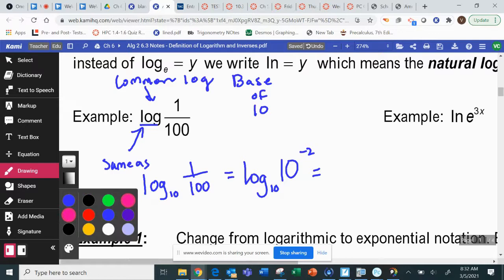Aya, do you know the answer with my work? This is very new, so if the answer is no, you need to tell me so I can explain better. No? Okay, so when I have log base 10 next to a big 10, they cancel. So negative 2 is my answer.